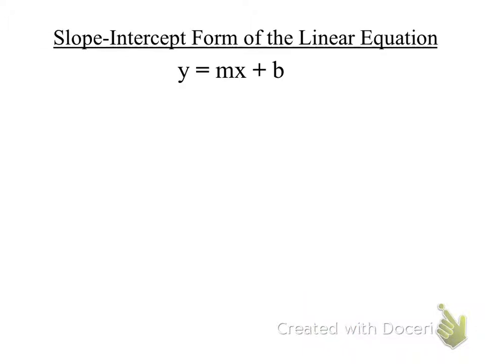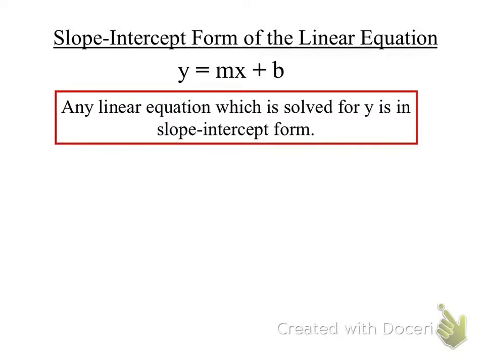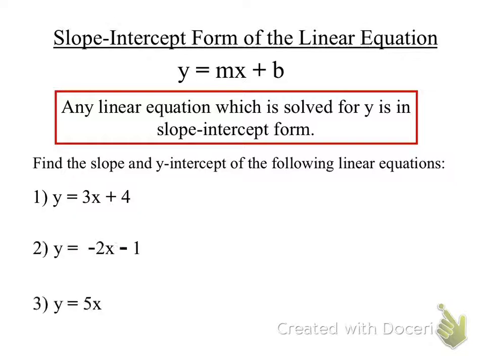So here we are in slope-intercept form of the linear equation. That's when y is alone. You have to get y alone. So what do I need to do? Let's see. So we know what m is, right? The x and the y, so we know that the m is the slope.